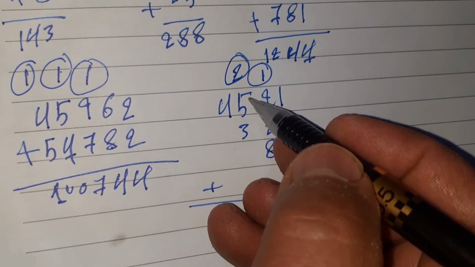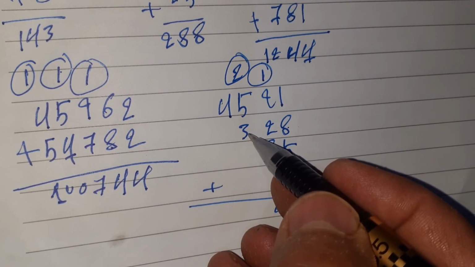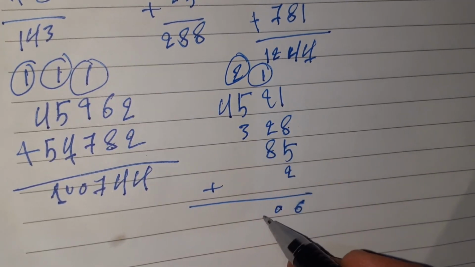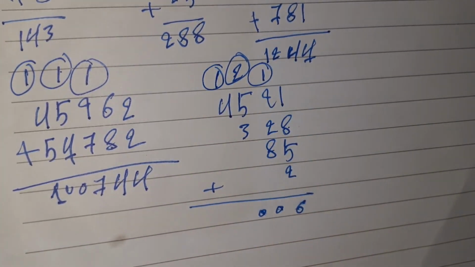2 plus 5 is 7. 7 plus 3 is 10. 10, write 0 and carry over 1, write it in the next column. 1 plus 4 is 5.